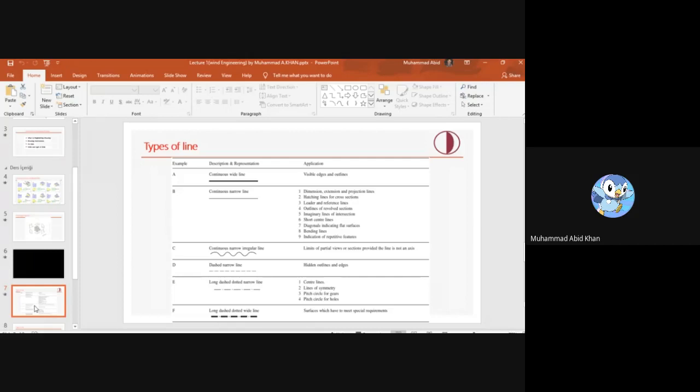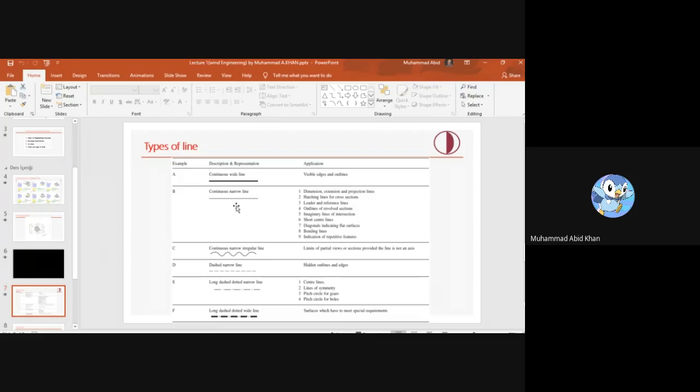Okay, the first one is the continuous wide line. You can see in the description line, this one is visible. Okay, let's go to the application. This one is the visible edge and the outlines. That is the application.